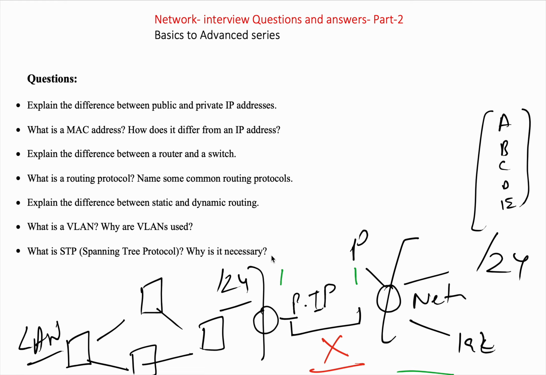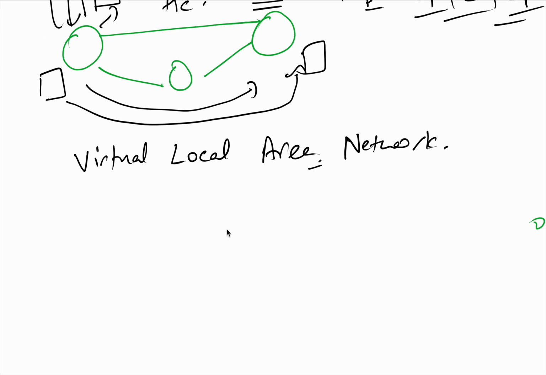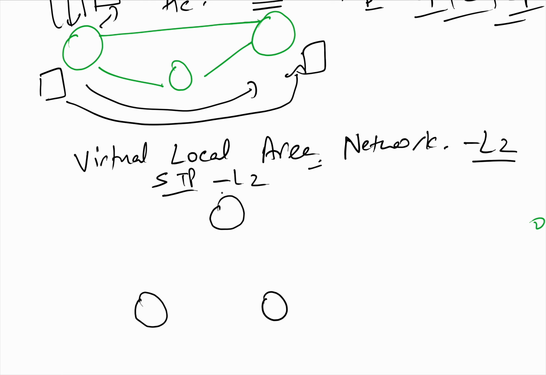Then we have STP. Why is it necessary? STP is again a very important topic, like we discussed with switching. Spanning tree protocol is a layer 2 protocol, just like VLAN. This is again layer 2. What it does is prevent loops in a network.